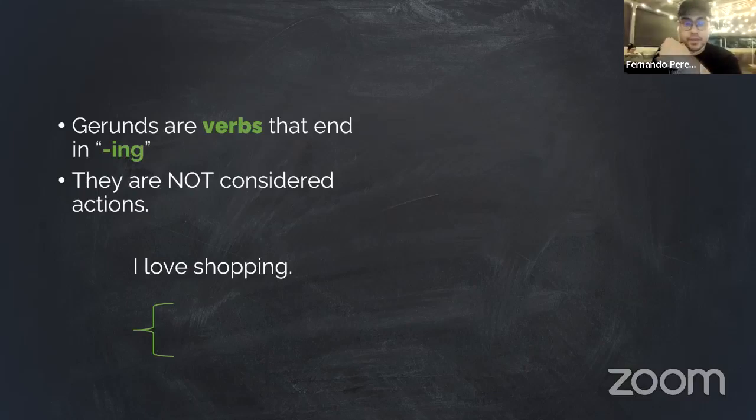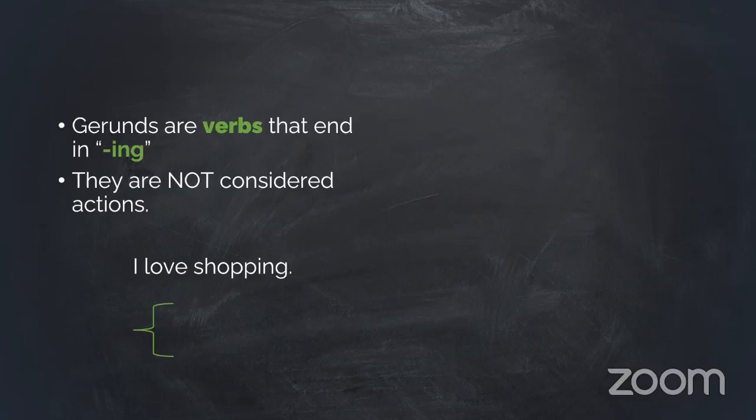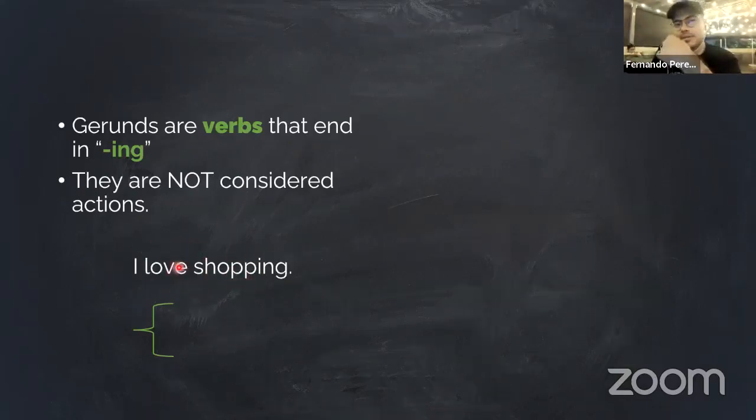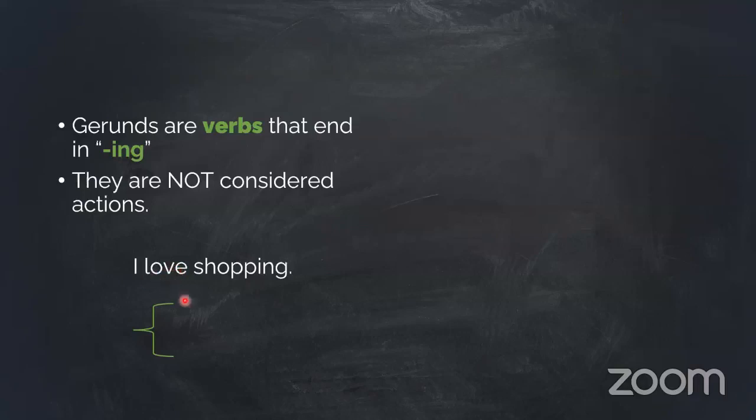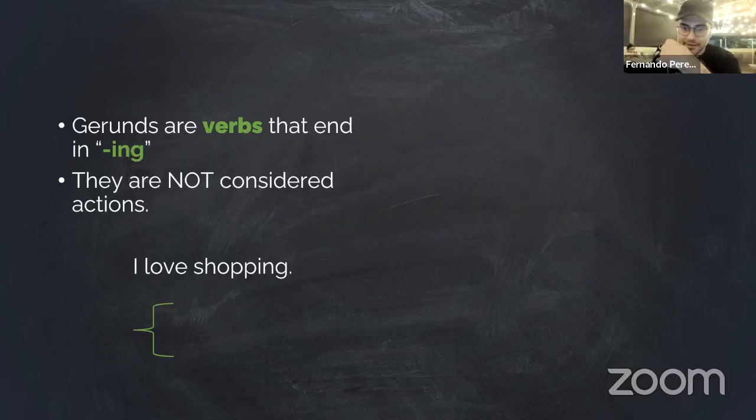Let's talk about the components of a normal sentence, okay? Person, verb, complement. A normal sentence is person, verb, complement. So in the sentence, I love shopping, what's the verb? Love. Love is the verb. You are totally correct. Very good. So here we go with understanding that the word love is something we call the principal verb in the sentence.